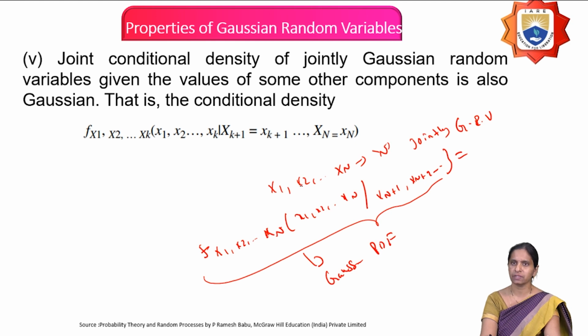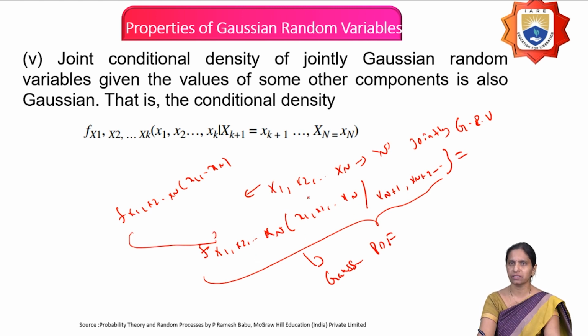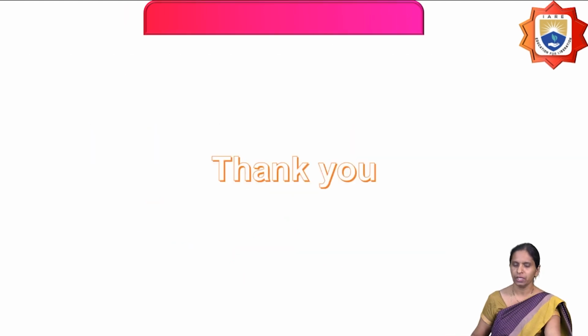What I am saying here is that x1, x2 and so on, xn are jointly Gaussian, with the density function f of x1, x2, up to xn of x1 to xn. Similarly, if you take the conditional density function, for that you have to give some condition, and then the conditional density function is again the Gaussian density function itself. Therefore, in today's lecture, we have seen the Gaussian random variable for two random variables as well as for n random variables. After that, we have discussed the properties of jointly Gaussian random variables.